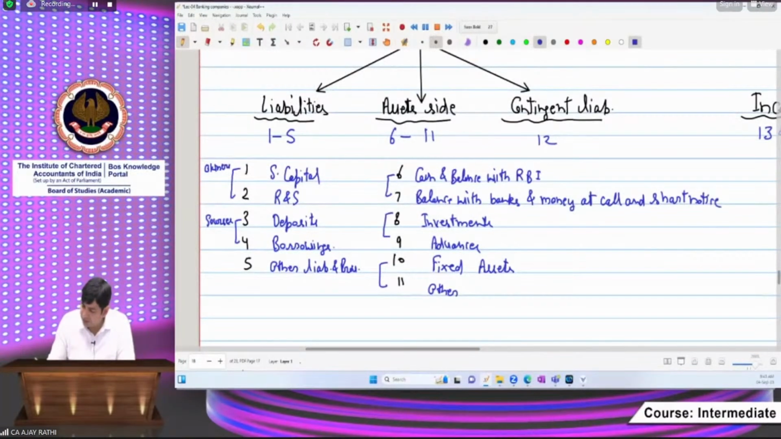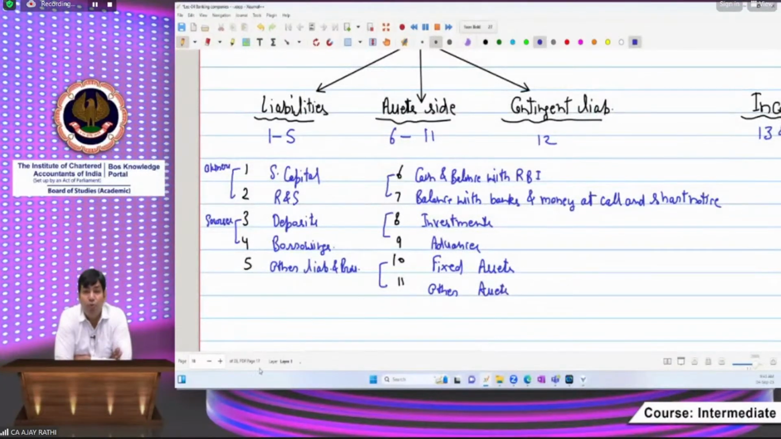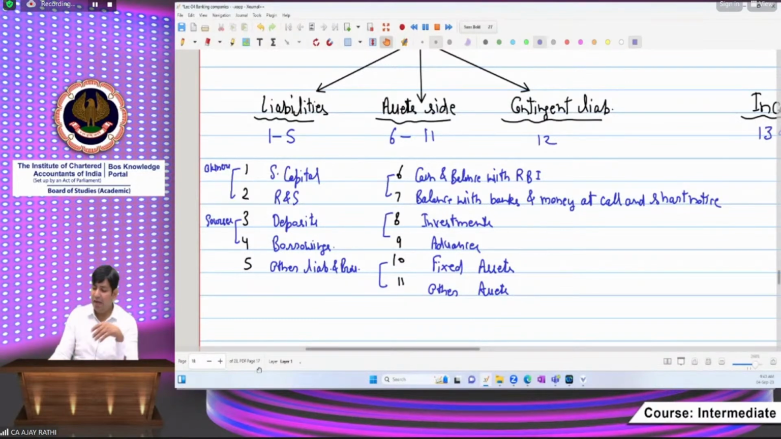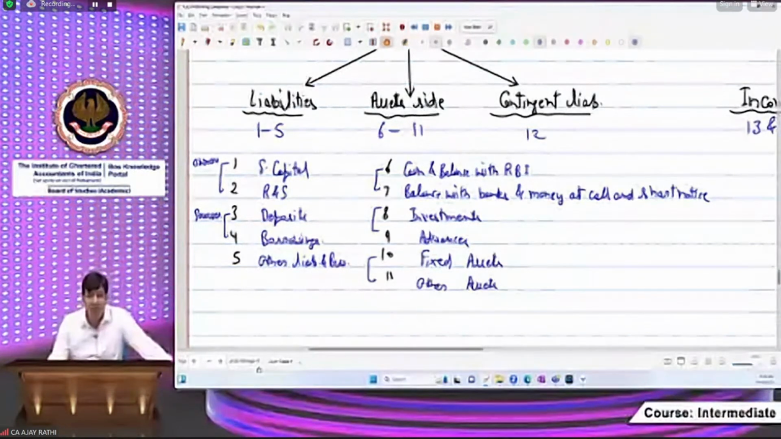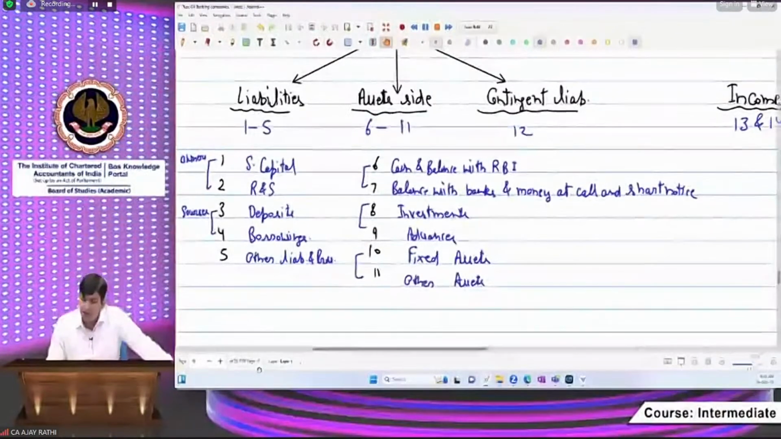So can I revise, sir? Yes, sir. On the liability side, starting 2 points are for owners. Next 2 points are for main source of funds. Starting 2 points are share capital, reserves and surplus. Next 2 points are for main source, that is the deposits and borrowings. And last one is for others, fifth number. And on the asset side, starting 2 points are for liquid cash with RBI, balance with other banks and money at call. And next 2 points are for main assets, that is investment and advances, and the rest are fixed assets and other assets.